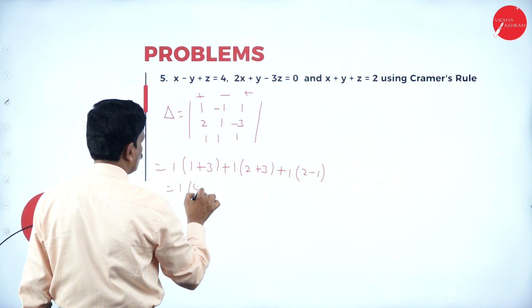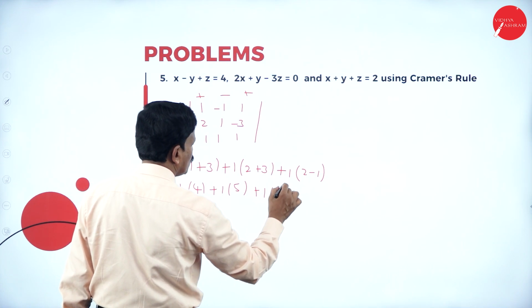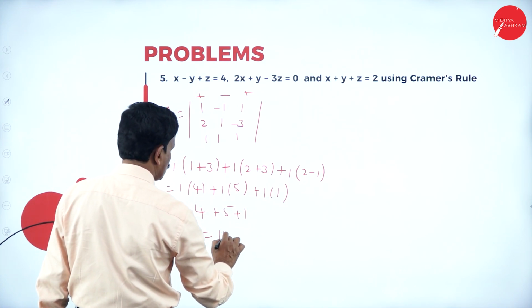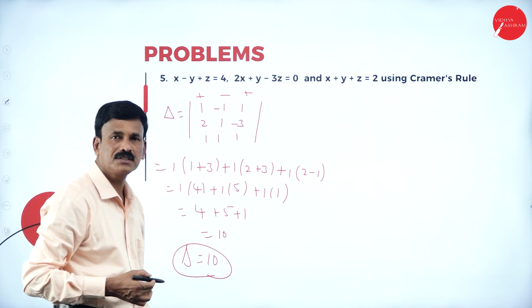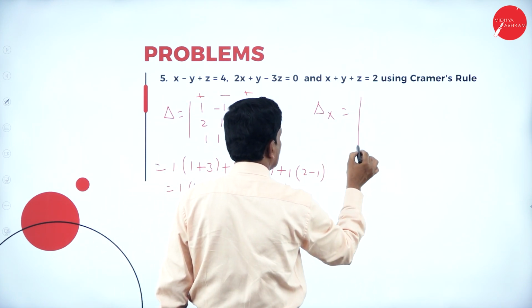So 1 into 4, 1 into 4, plus 1 into 5, plus 1 into 1. This is 4 plus 5 plus 1. That's equal to 10. The value of delta is equal to 10. Right. On the other hand, find out delta 1, delta x. Let us call it delta x.